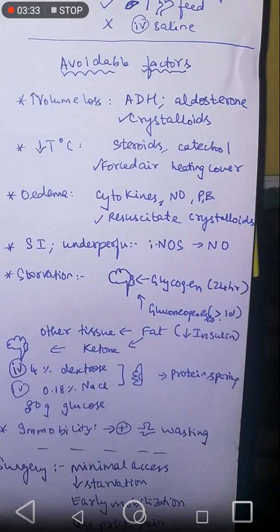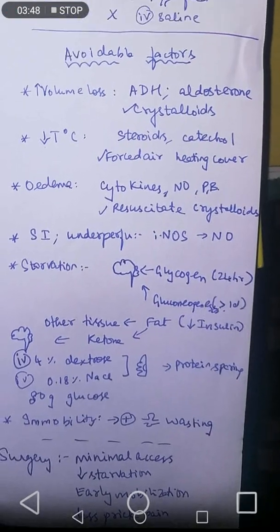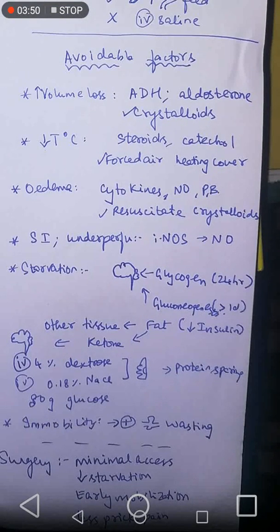Avoidable factors: we don't want volume loss, which is why crystalloids are given. Hypothermia is not required, which is why a forced air heating cover is given. Edema is not needed, which is why resuscitation and crystalloids are given. I've written all the chemicals which are responsible for all these, or are synthesized in response to these. Under perfusion can also occur, and systemic inflammation can also occur. That is due to iNOS, which synthesizes nitric oxide.